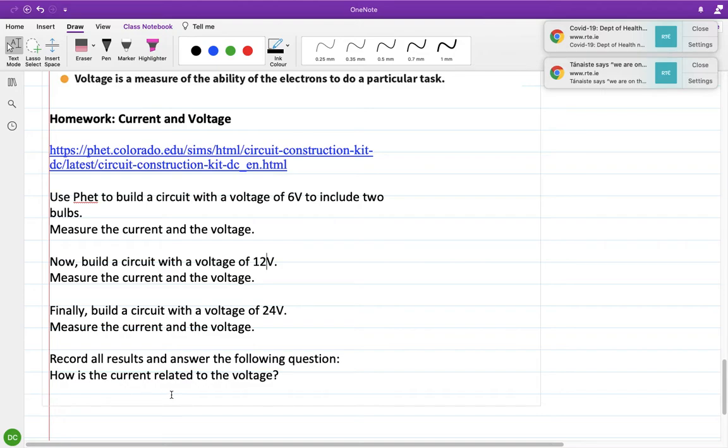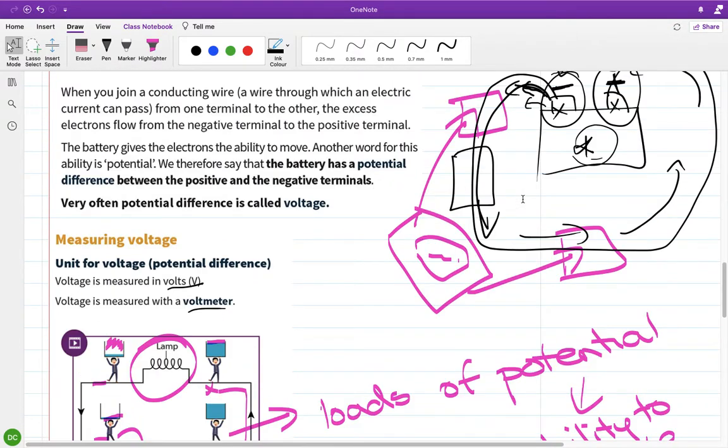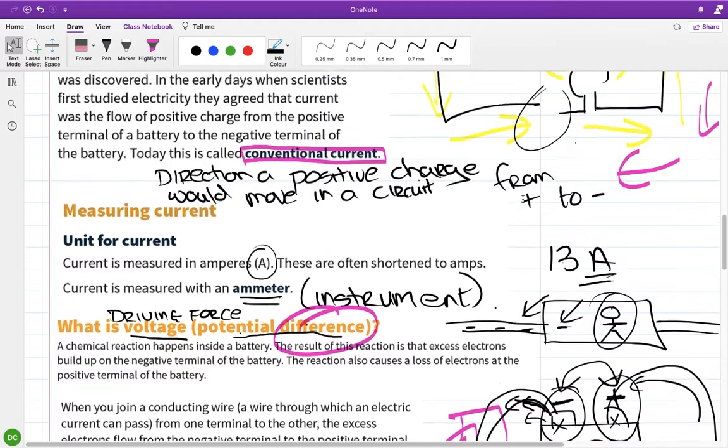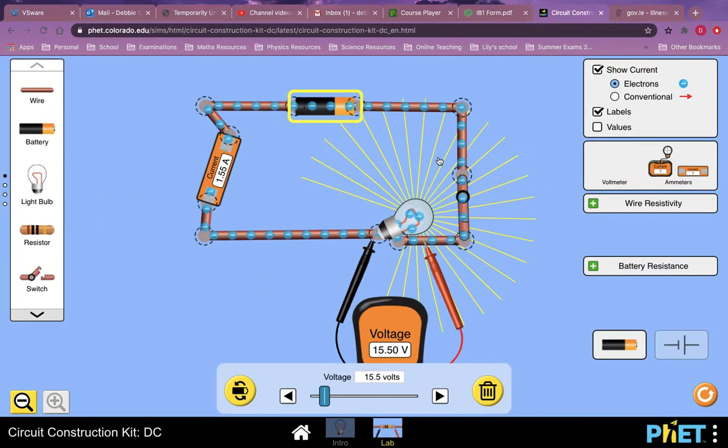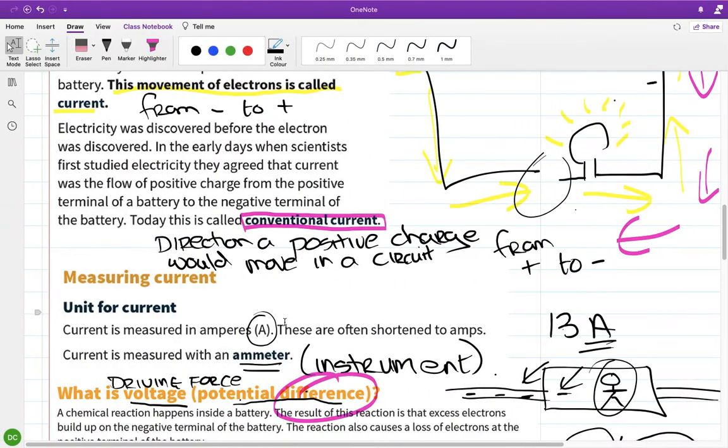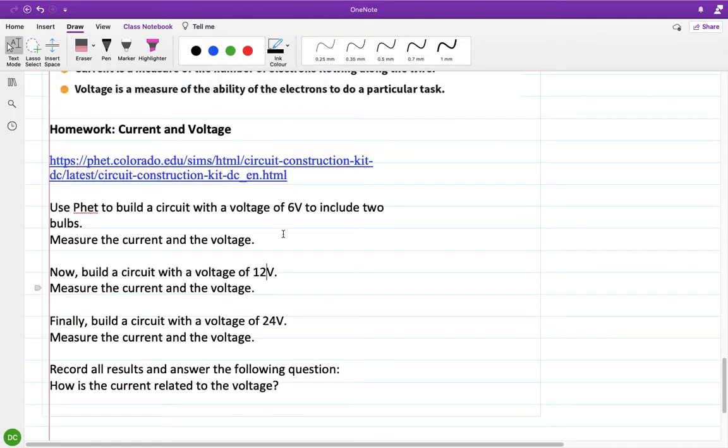See, can you answer this question? How is the current related to the voltage? There's quite a bit of notes there. Please make sure you can understand what current is and what voltage or potential difference is, you can use either word. Then have a look at the PhET simulation and see, can you perform this little task? The very important thing is, what is the relationship between current and voltage? Okay, I will chat to you on Monday.